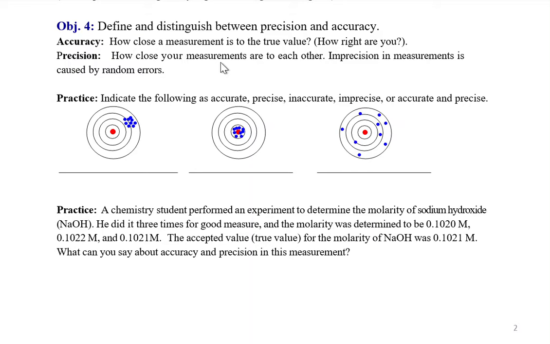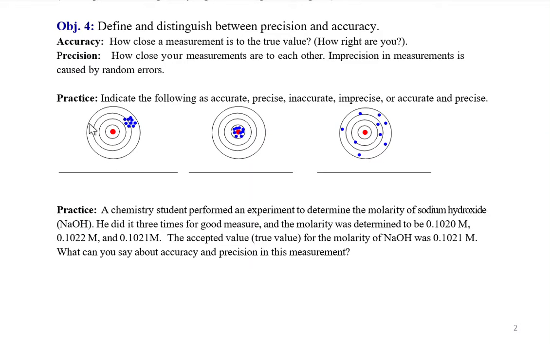Precision is how close your measurements are to each other, okay? And imprecision in measurements is caused just by random errors, things that we can't control. And so a lot of times we will repeat an experiment many times to dial in and see where we're making our mistakes. So we'll look at some examples here.